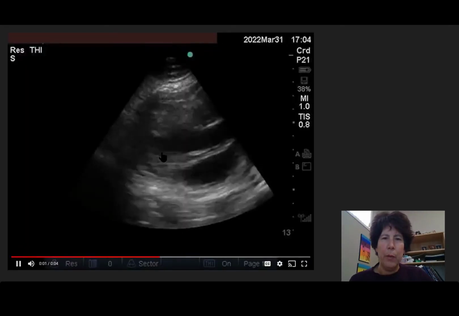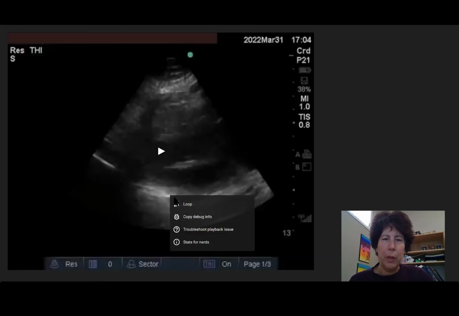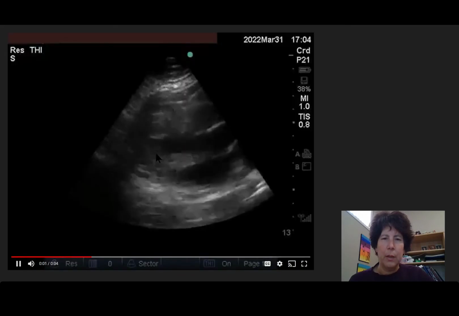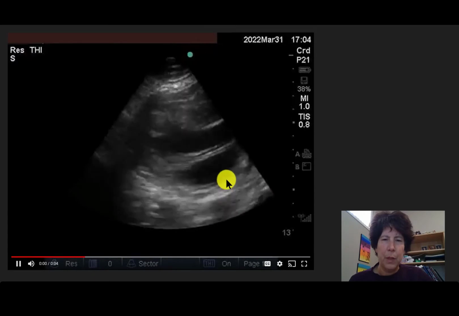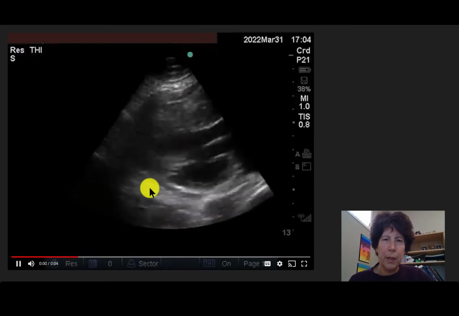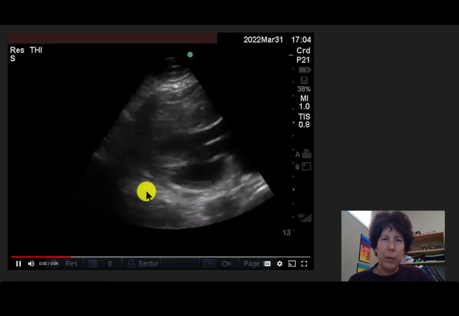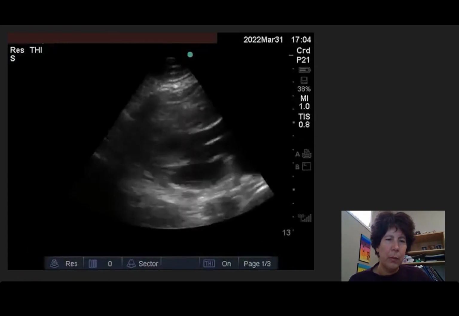This is an intraoperative parasternal scan, and the very first thing that we could notice here is this very thick septum and the anterior wall not being that thick. So this is very typical of hypertrophic cardiomyopathy, where you get this very asymmetrical hypertrophy.